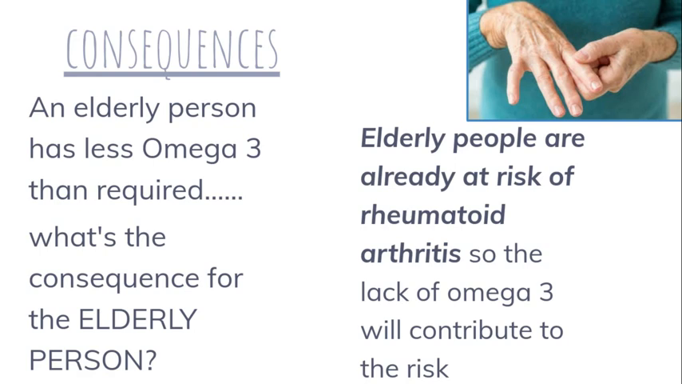So elderly people are at risk of rheumatoid arthritis, so they're already at risk of it. So the lack of omega-3 will contribute to that risk. So they're more likely to get rheumatoid arthritis if they don't have omega-3 in their diets. So again, the bit that's in bold is specific to an elderly person. Elderly people are at risk of rheumatoid arthritis. That's specific to them.